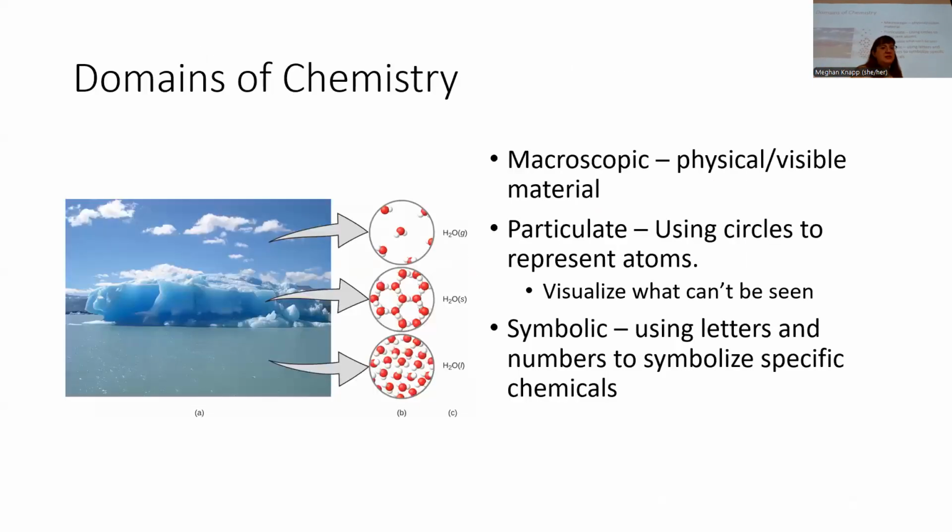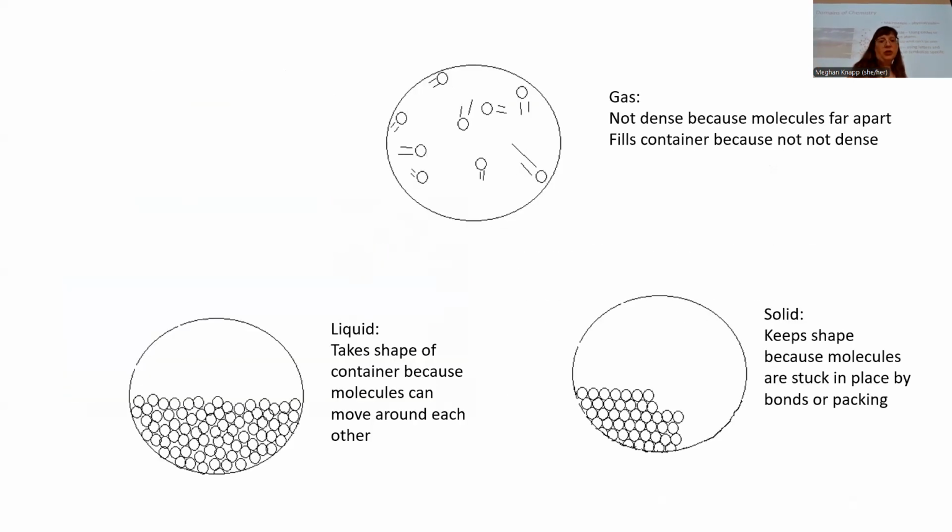Our domains of chemistry, as a reminder, is just a way of thinking about a chemical either as the thing that is in front of us, like an ocean of water or solid ice. Symbolic is using the letters and the numbers. So it's really tiny here, but H2O for the molecular formula, and then a G, S, or L for the phase. And then particulate is how we're showing those molecules interacting. So we're going to see that for some other things.